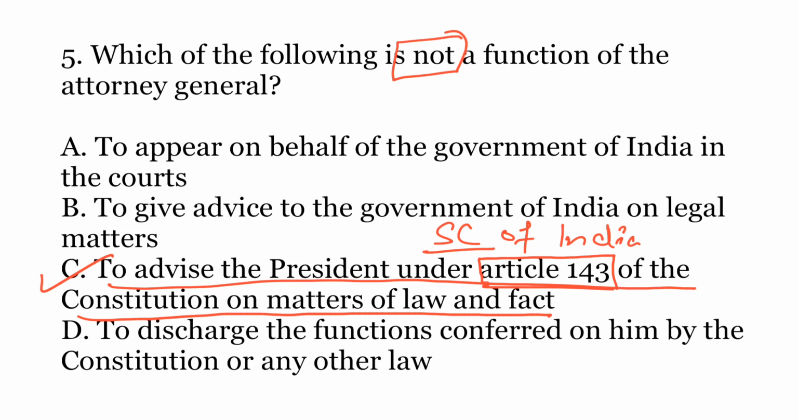So the President can seek the advice of the Supreme Court on matters of law and fact under this particular article, and the Supreme Court is bound to provide such advice. But this advice is not tendered by the Attorney General of India. However, in such cases where such advice has been asked for by the President of India from the Supreme Court, and if such case is contested in the Supreme Court, the Attorney General represents the central government in the Supreme Court.